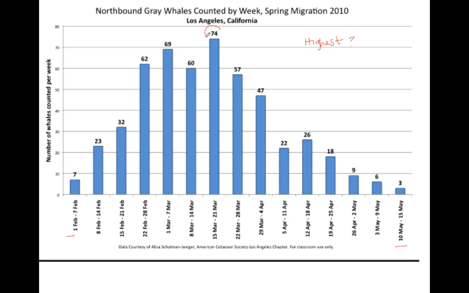Okay, so the highest point you can very easily see is 74 gray whales that migrated during this week. So from March 15th to the 21st. Okay, so that's the highest point. The next highest point would be over here in the first week of March.